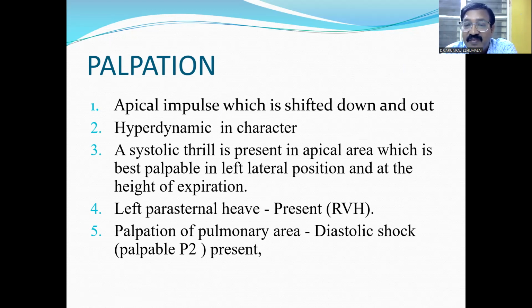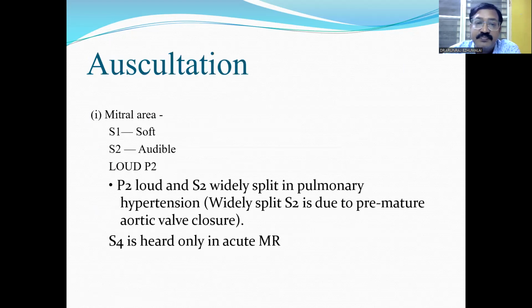You have to verify whether the P2 is palpable. You should look after the parasternal heave, and a thrill in the mitral area. A thrill in the mitral area is classic and may indicate the patient probably has a grade 4 murmur.